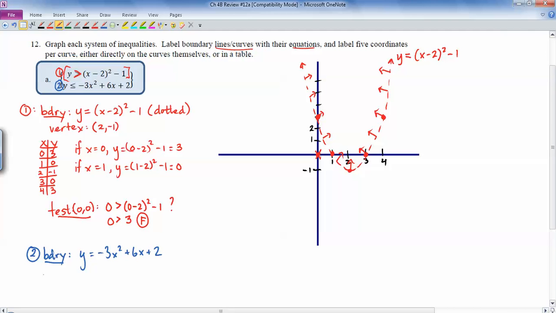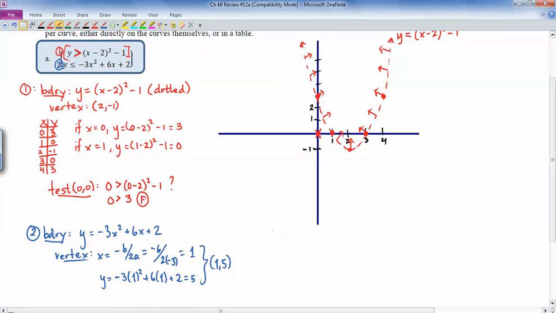And let's get the vertex for it. It's in standard form, so the x coordinate is just going to be negative b over 2a. That's negative b, which is negative 6, over 2 times negative 3, which is also negative 6. So this is positive 1. And then the y value is going to be negative 3 times 1 squared plus 6 times 1 plus 2. That's 8 minus 3, so that'll be 5. So the vertex here is (1, 5).